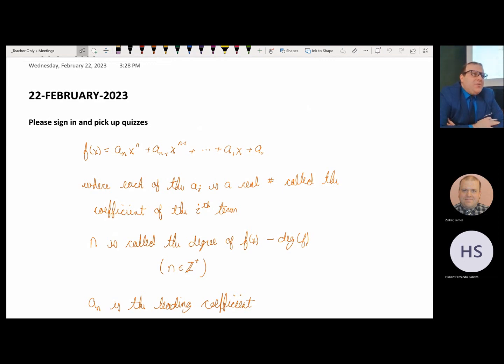Now remember, end behavior: either very large x in the negative or very large x in the positive. Analysis is the same regardless, so I'm just going to stick with the positive. Pick a very large value of x, 100 trillion.